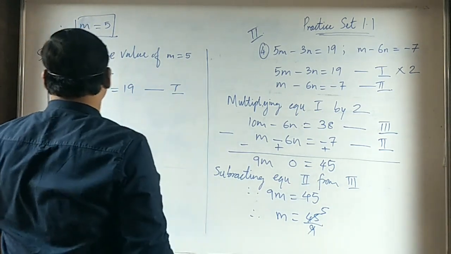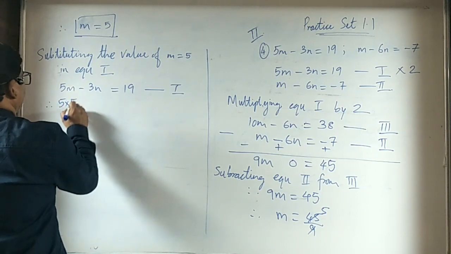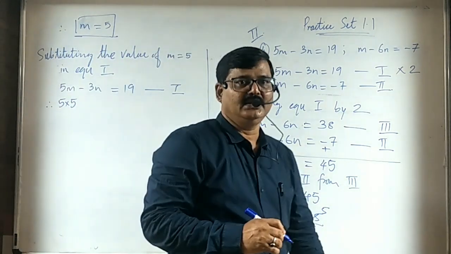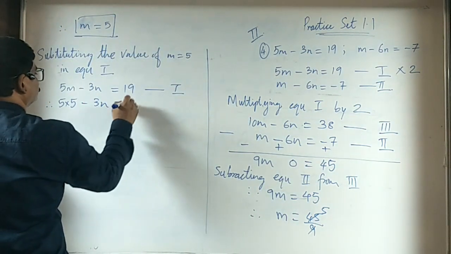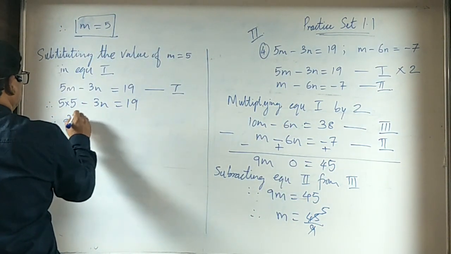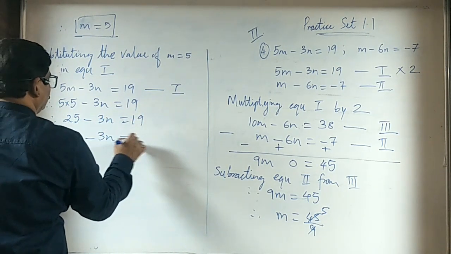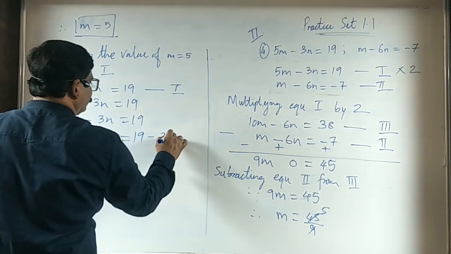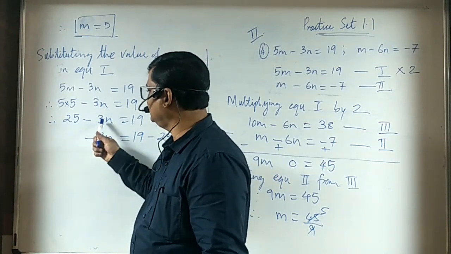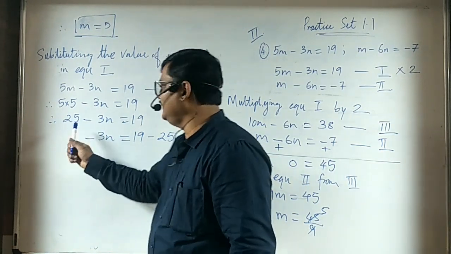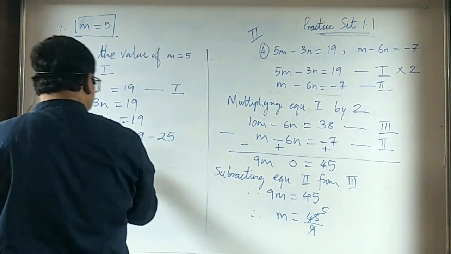So here we have the value of m as 5. Therefore you will write it over here 5 into 5. Can you see that? 5 into 5, minus 3n is equal to 19. So therefore you will be getting 25 minus 3n is equal to 19. Minus 3n will remain, and 19 minus 25. 25 is having plus sign. 3 is having minus sign, so minus sign will remain there. 25 is going from the left hand side to the right hand side, it will become plus to minus.